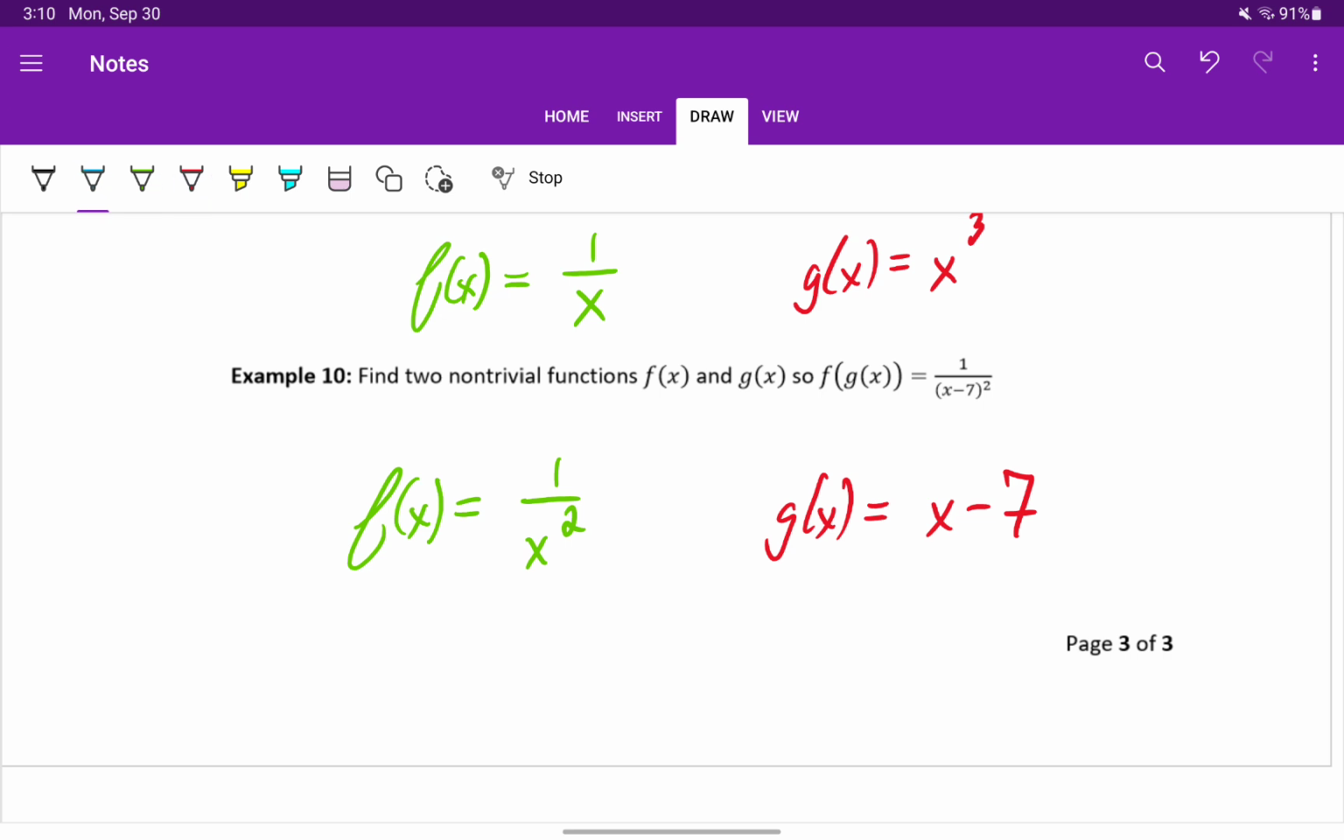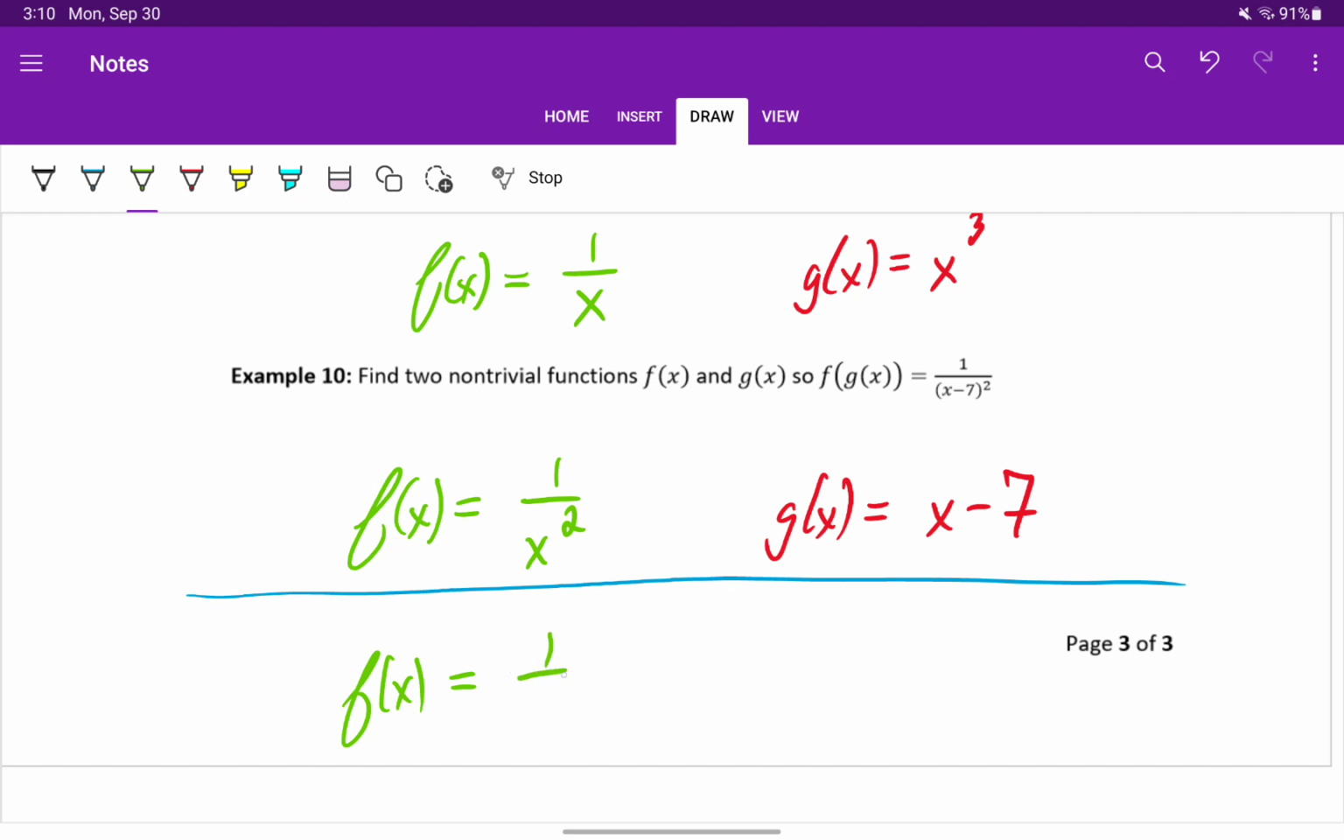In this case, we could come up with an alternate answer, because maybe you look at this and instead you see this is 1 over some quantity. So we could let f of x be 1 over x. If f of x was 1 over x, then g of x would have to be the quantity x minus 7 squared. This pair would still match up when we plug g of x into f of x. We would end up with that composite function we started off with.